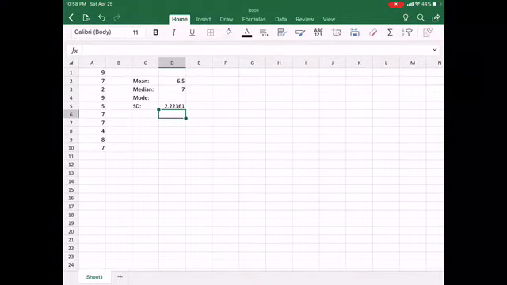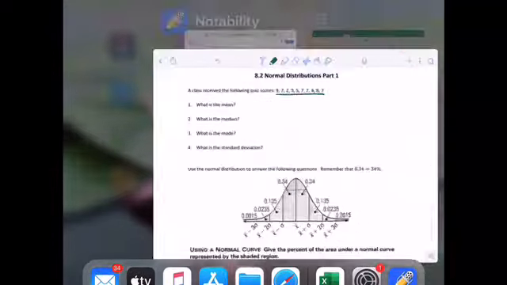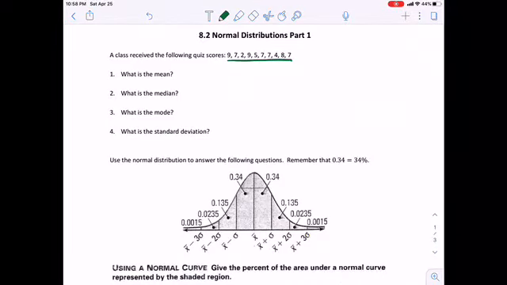So now I know the mean is 6.5, median is 7, and standard deviation is 2.22. So I'm going to copy that over on my assignment. The mean was 6.5, the median was 7, and the standard deviation was 2.22. Now mode, remember, is the number that shows up the most in my data set. So looking at this data set, I can see that I have several 7s. That's the number that shows up the most. So I'm going to write down that my mode is also 7.